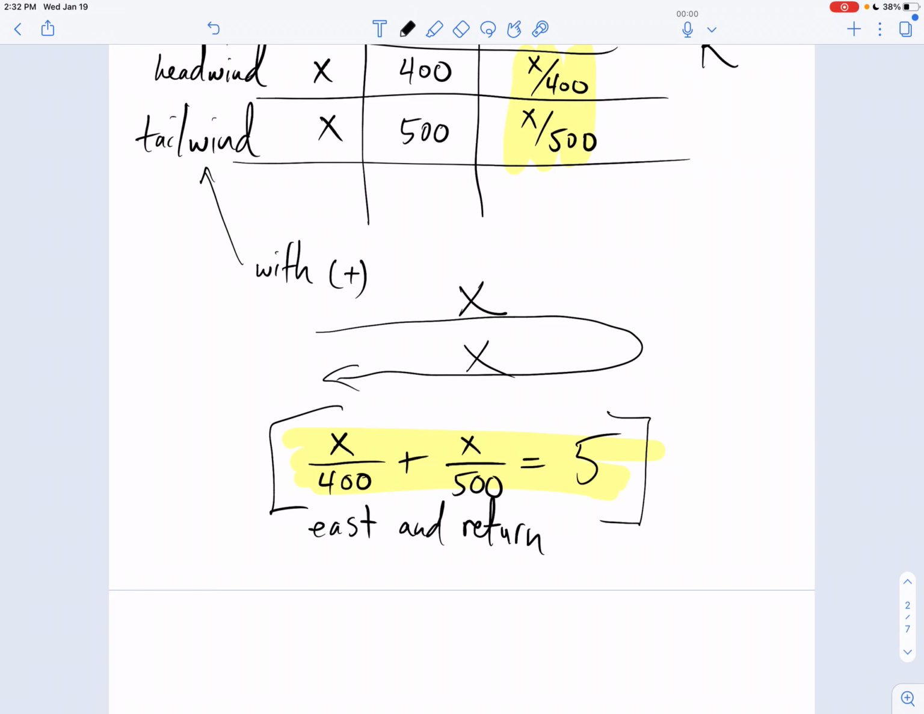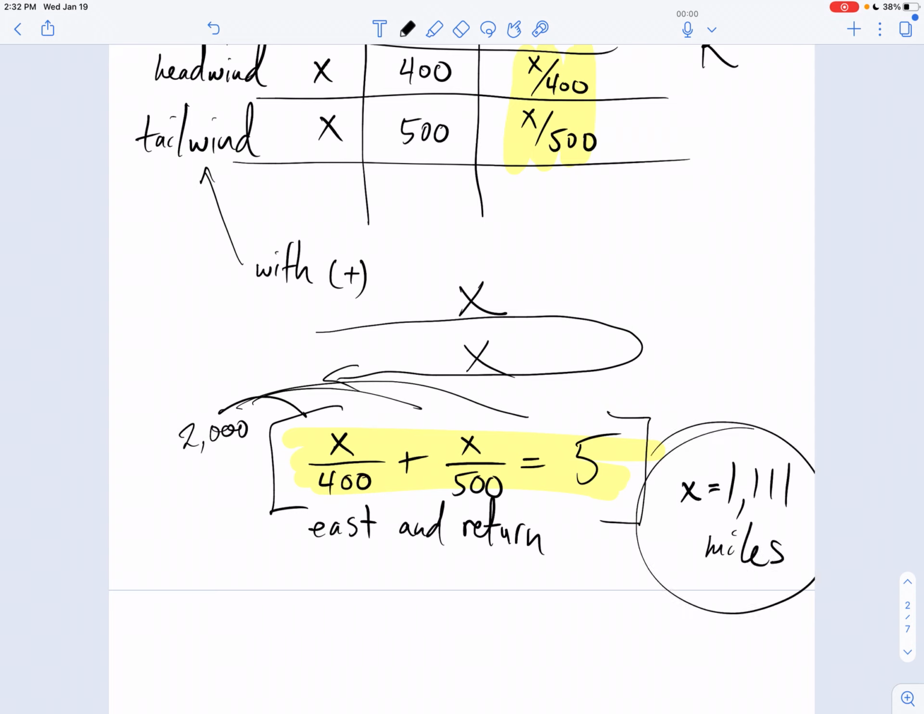So I took this and I multiplied everything here to solve my problem. I multiplied everything by 2,000. That's what I used, 2,000. And then I canceled out stuff and I solved it. I got an answer of x equals 1,111, and it kept repeating, so it was an approximate answer, that many miles.